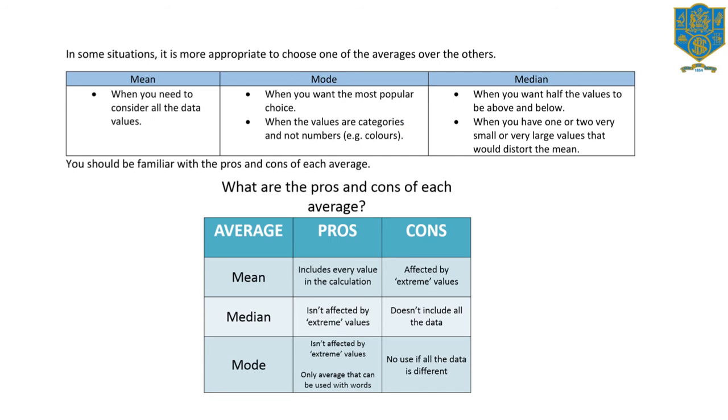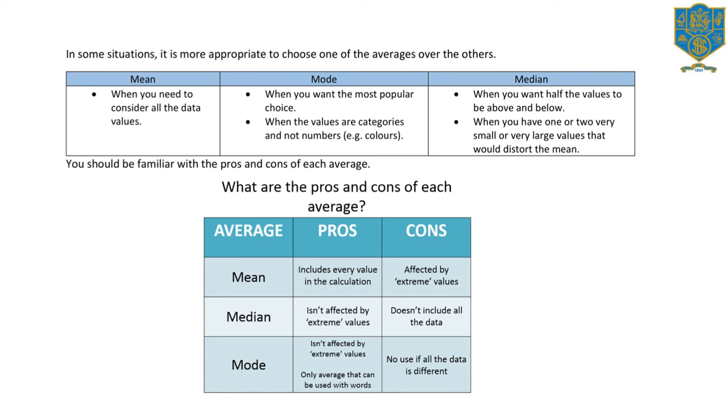The mode, we want to use that when it's the most popular choice, or when the values are categories and not numbers. So if everybody was listing their favourite colour, what way do you arrange those from smallest to largest? If you were trying to work out the average, how do you add up red to green? So if the values are non-numerical, we would consider the mode. And it isn't affected by extreme values, and it's the only average that can be used with words, but it's no use if all the data is different. So if all the data occurs once, then every value is the mode, so it's not very useful or helpful.